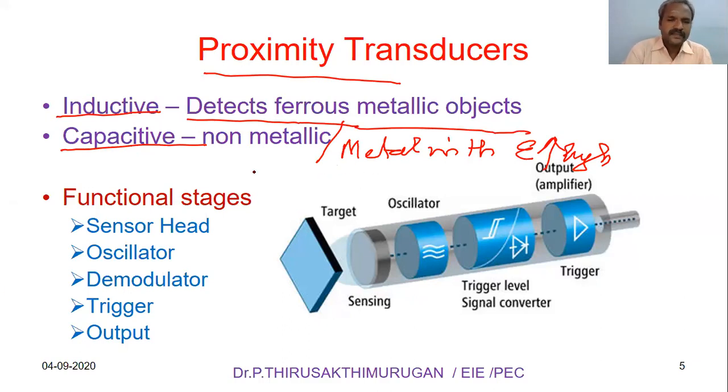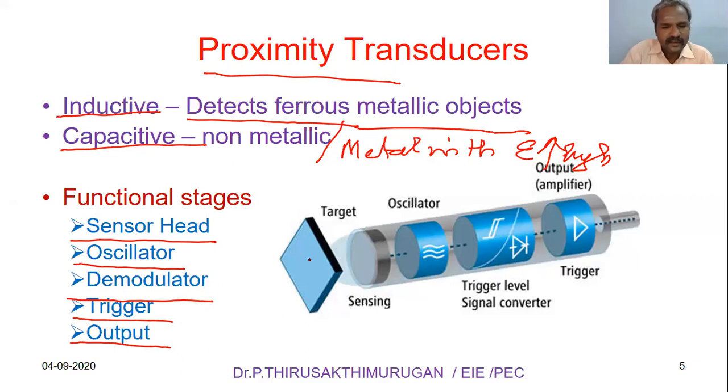Okay. See the functional stages, as I explained in the previous stage: sensor head, oscillator, demodulator, triggering and output. Here you see this is the target. This is the sensor plate, the inductive sensor plate, the sensing head. This is the oscillator stage. This is the demodulator as well as triggering stage.